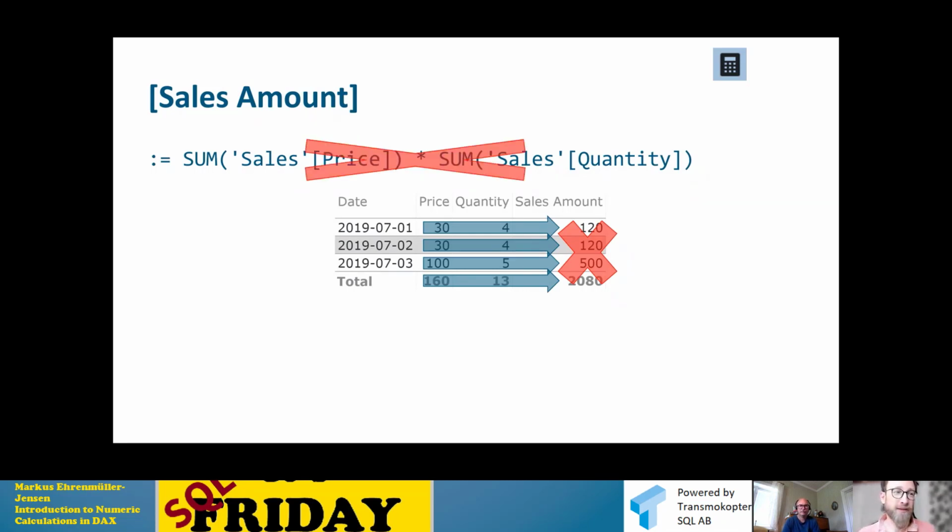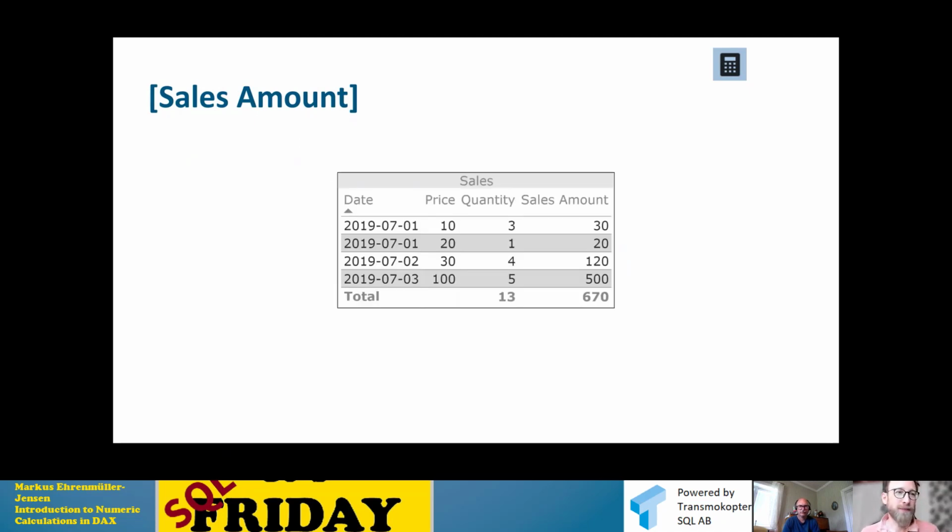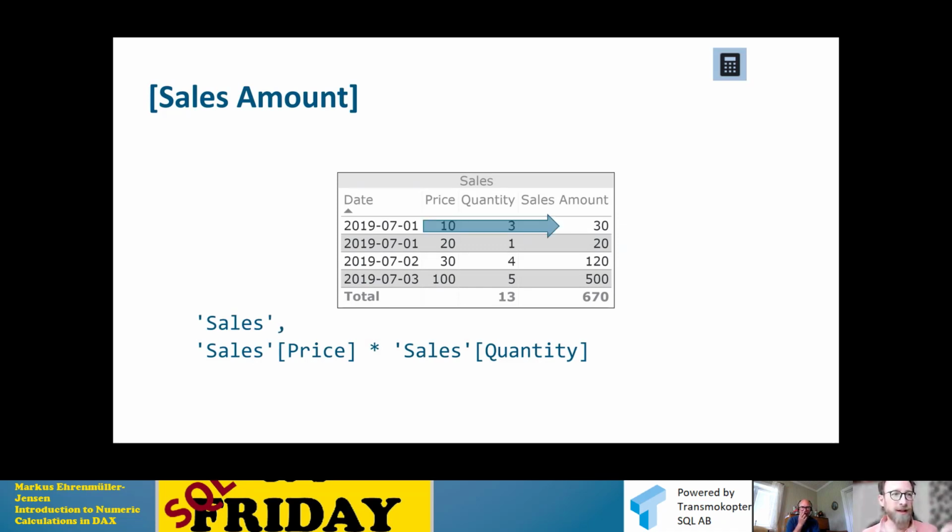We cannot sum up the price. So how can we calculate this correctly? What we indeed need is the following. We have to calculate the price times quantity for the whole sales table. So these lines, 10 times 3, 20 times 1, 30 times 4, 100 times 5. But as soon as we finished with all the rows of this table, we are not allowed to replicate the same formula for the total, but we now have to aggregate the results.